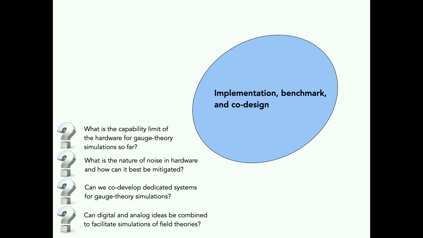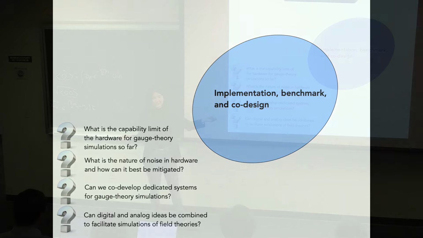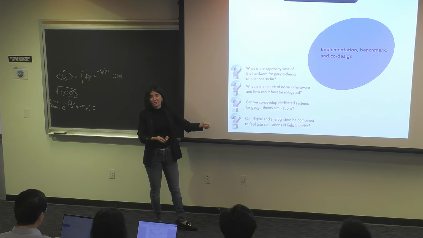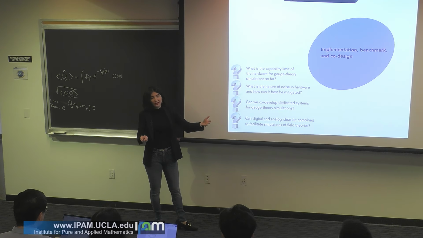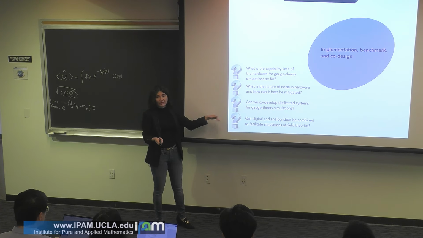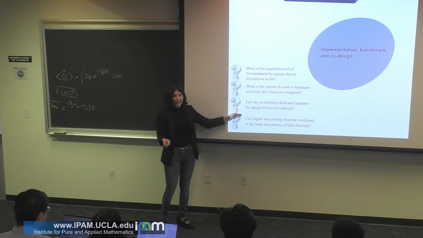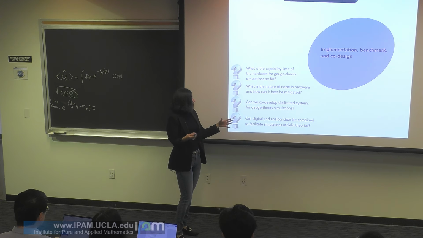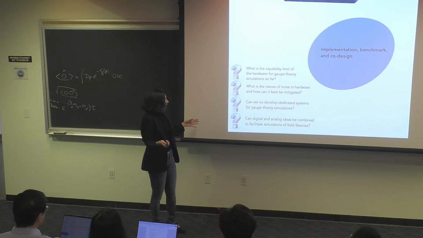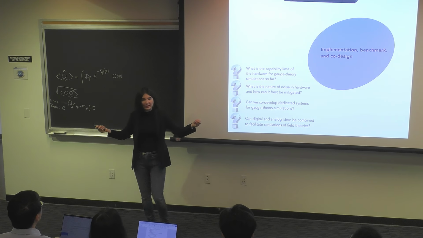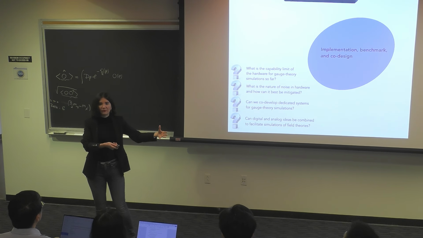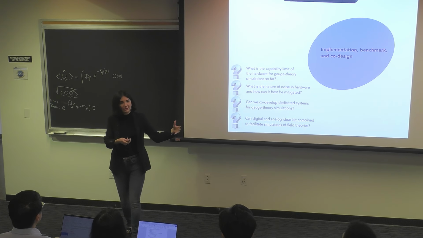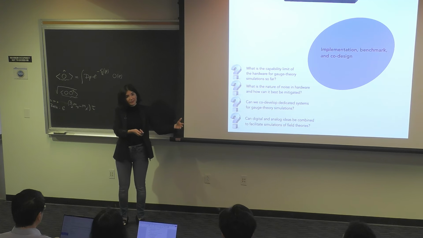And I think even more exciting is this co-development, co-design program. These gauge theories have very specific interactions. Sometimes we can map them more naturally to certain interactions and degrees of freedom in the hardware. Why not leverage that? And this is in fact happening at the moment. And then maybe we can also combine digital and analog ideas and come up with circuit gate-based simulations that have some features of the intrinsic interactions and dynamics of the analog simulations.